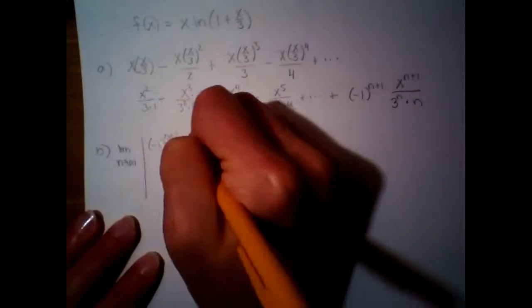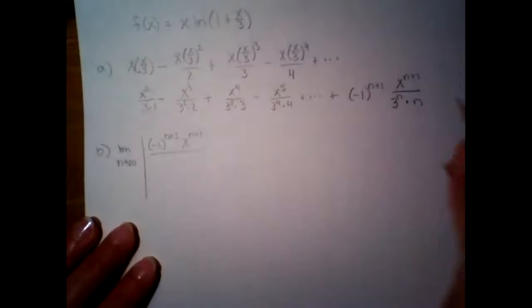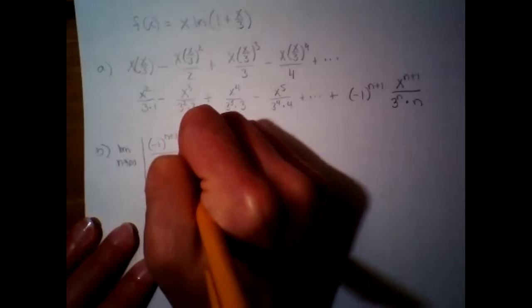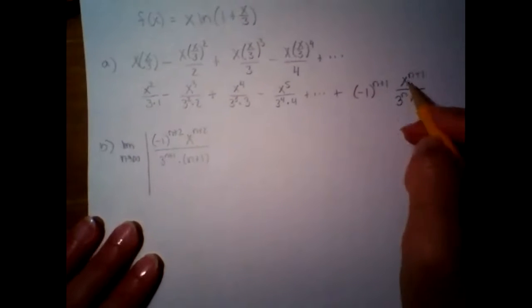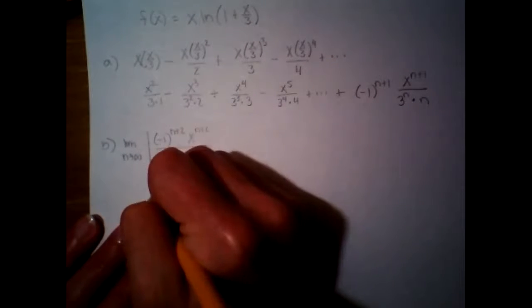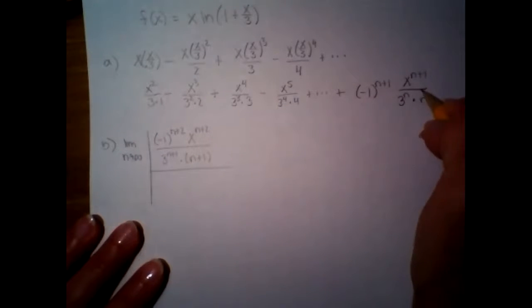And then we'll have x to the n plus 2 over 3 to the n plus 1 times n plus 1. So again, everywhere that there was an n, we replaced it with n plus 1. And then that is over this statement itself. So I'm just going to copy that over.